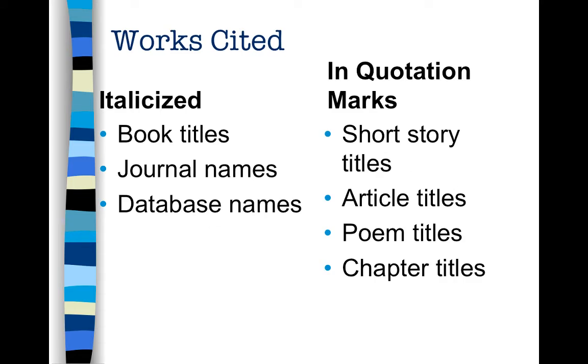Some other things to consider before we talk about specific citations. Book titles, journal names, and database names are always italicized, and that's anywhere in MLA, but this happens most often in our works cited citation. So anytime you are including a book title in a citation, it needs to be italicized. Journal names are italicized. Database names are italicized.